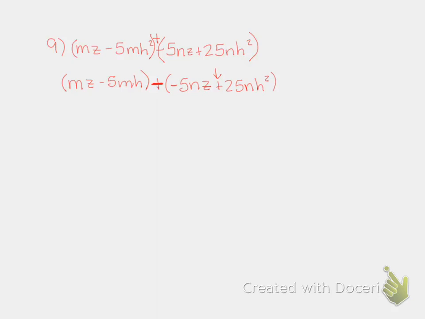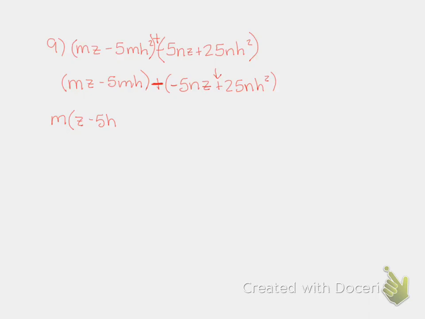Okay? So look at your first term here, mz minus 5mh. What is your greatest common factor? Well, the only thing that's common is the m. So we have z minus 5h.